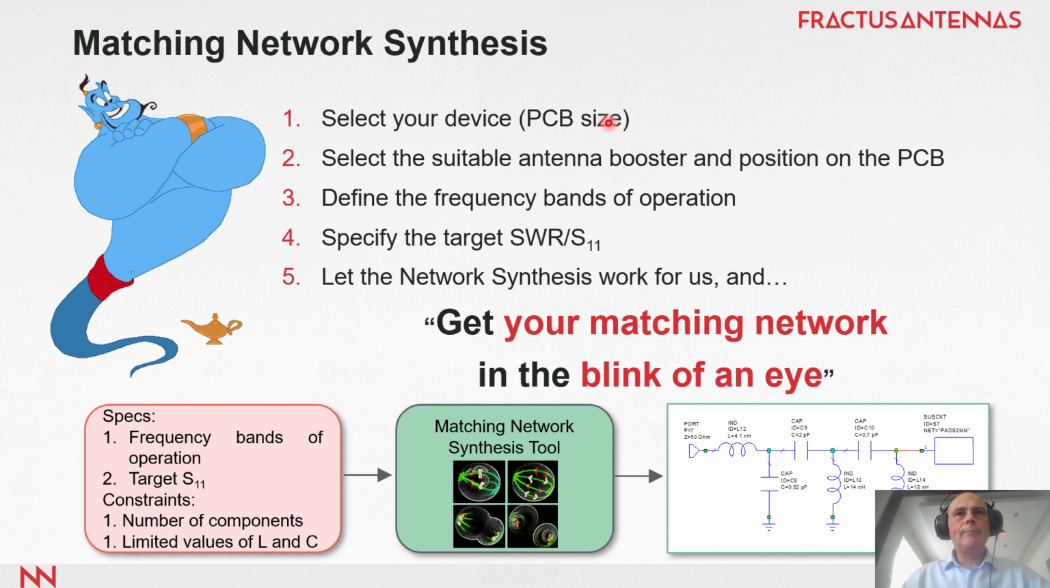First of all, we have our device, which is the PCB. Then we need to allocate the antenna booster, as we showed before. Usually the corners of the device are the best positions. Then we define the frequency bands we need to operate, and we specify the target of, for instance, S11. We want an S11 below -6 dB or -7 or even -10 dB in these frequency bands. And that's all. With that, the software will end up with the topology and the values of a matching network ready to use in our device. So let's see a real example.